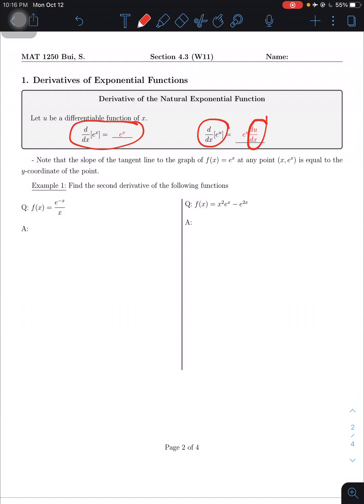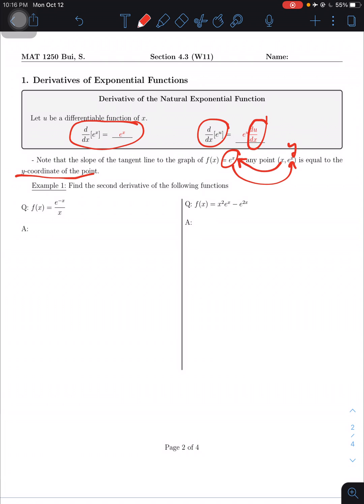Let's talk about the first note here. Note that the slope of the tangent line to the graph of f equals e to the x at any point x, e to the x is equal to the y coordinate of the point. What does it mean? If you plug in x here, obviously you're going to get e to the x, because that's just what it is. So this is actually the y part. It equals the y coordinate.